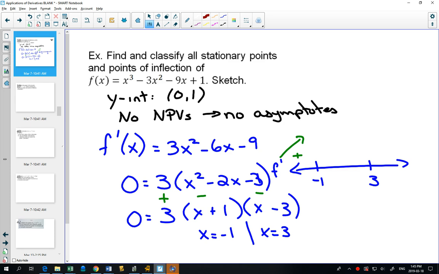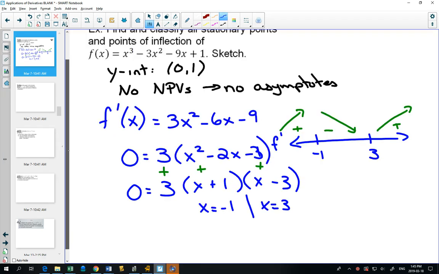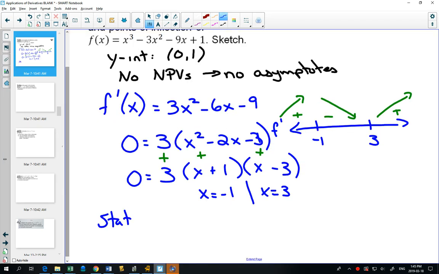Between negative 1 and 3, if I plug in 0, this will be positive now. That one stays negative. I can already tell that at minus 1 I have a maximum. And if I plug in something larger than 3, all 3 of those will be positive. So now I can tell at 3 I have a minimum. So I can classify my stationary points.